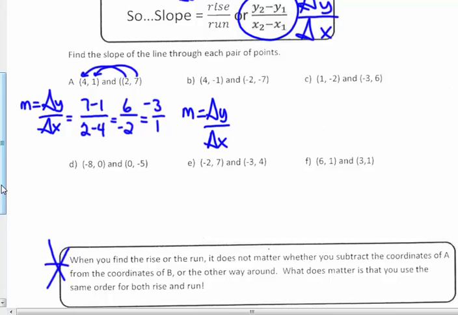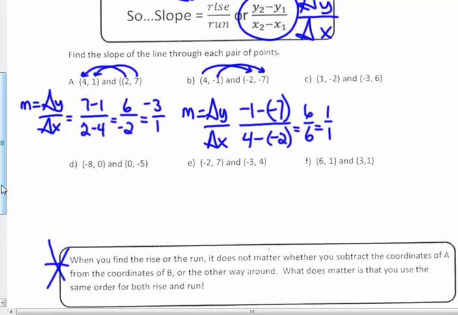So this time I'm going to go in this order. I'm going to subtract first point minus second point. So negative 1 minus negative 7. Ooh, careful there. Over x. X is on the bottom. Remember, get the right order here. 4 minus negative 2. So I get negative 1 plus 7, which is 6. And 4 minus negative 2, which is 4 plus 2, which is 6. So my slope is 1 over 1.